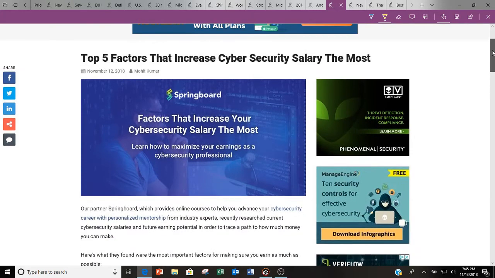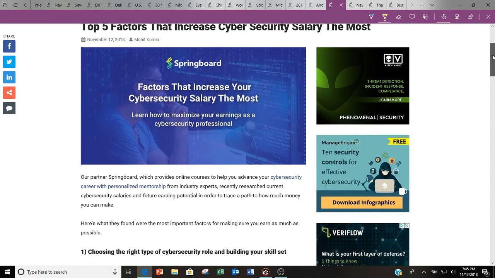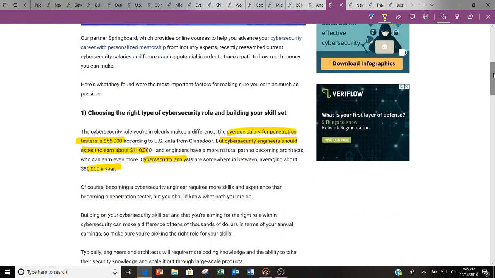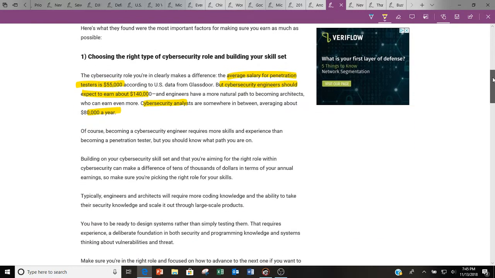Hacker News: top 5 ways that can increase your salary. So this isn't about security, but this is for the security professionals. I found it kind of interesting. Choosing the right type of role. Certain roles pay more than others. I love to do penetration testing, but it is the least paying job. But I tell you what, it's the most rewarding to me.